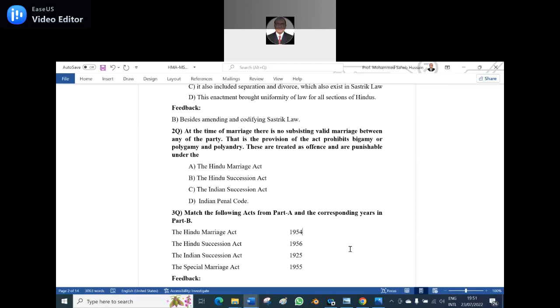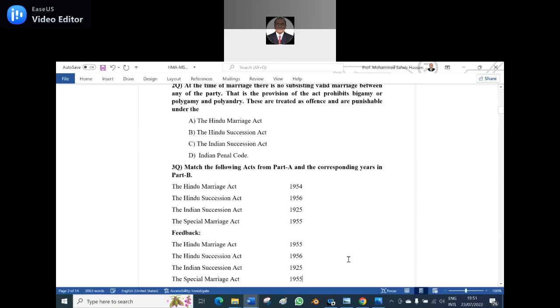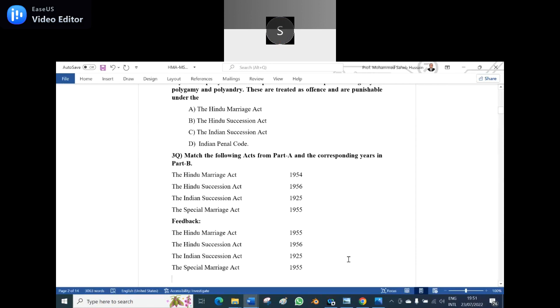You have to say, because we are reading the Hindu Succession Act of 1956, sir, and the Indian Succession Act 1925, Special Marriage Act 1954. Then what is the right option? Hindu Succession Act is 1956, Indian Succession Act 1925, the Special Marriage Act 1954, the Hindu Marriage Act of 1955.